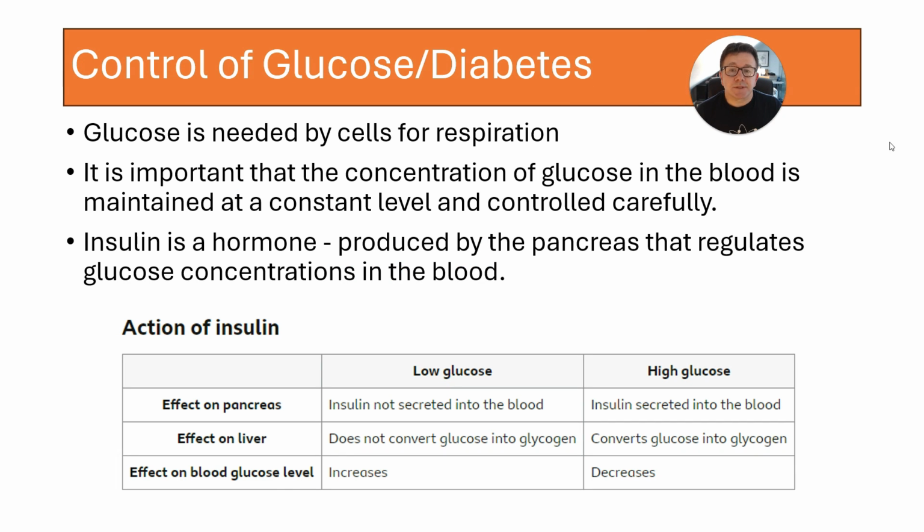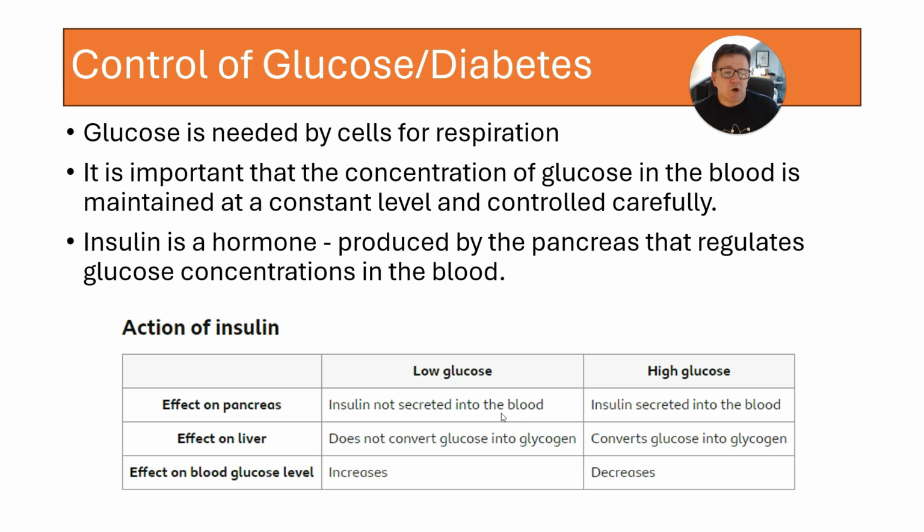Control of glucose. So diabetes, this is always a popular one. So you need to know glucose, as you know, is needed by cells for respiration. It's important for glucose in the blood to be maintained. Insulin is produced by the pancreas that regulates glucose. So you need to know the action of insulin. So what effect does it have?